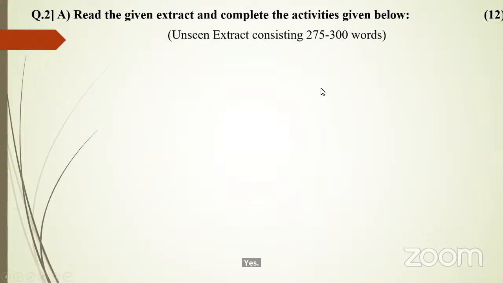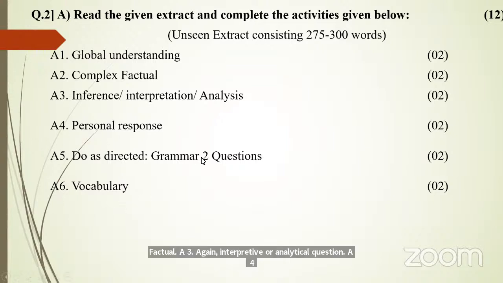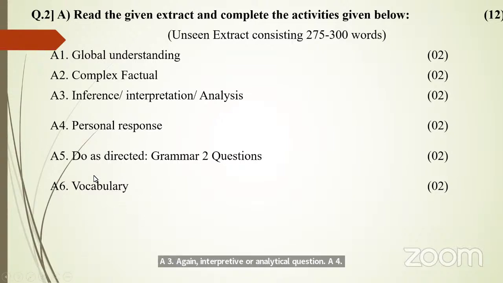Next is question number 2nd A. It will be an unseen extract. Questions will be similar to first A. That is 6 activities will be given to you. First is global understanding. That is a factual question. Second is complex factual. A3 again an interpretive or analytical question. A4 personal response type question. A5 do as directed, 2 grammar questions, and A6 vocabulary. So this is same as first A.